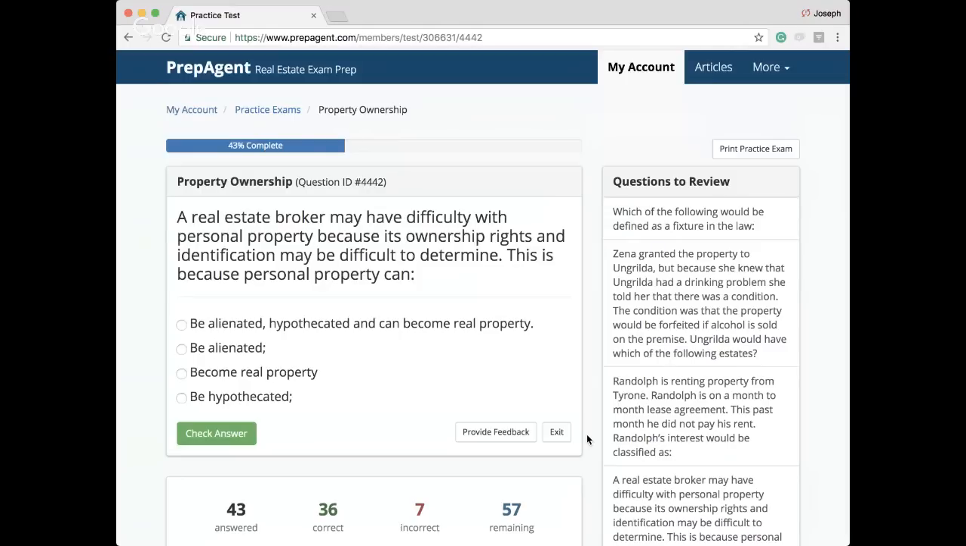Okay, next one. A real estate broker may have difficulty with personal property because its ownership rights and identification may be difficult to determine. This is because personal property can be alienated, hypothecated, and become real property, or just be alienated, or just become real property, or just be hypothecated. What do you guys think?